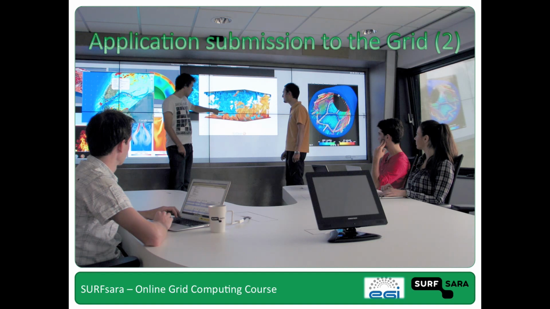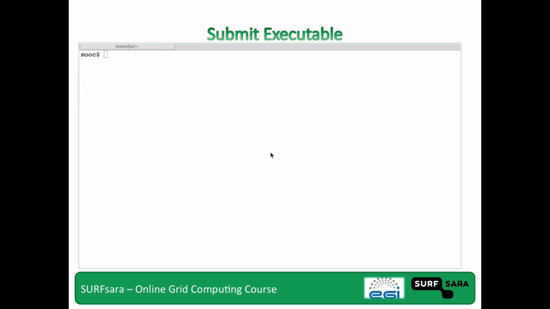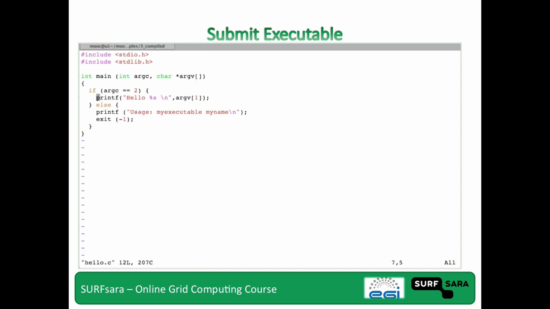Okay, we'll continue our discussion on submitting jobs to the grid, and in this case we'll compile our own application and use a script to call that application on the grid worker node. So let's start. We are already on the machine where the code is located, and we need to inspect this application. As you can see, it's a simple C executable where we just print the argument that is specified.